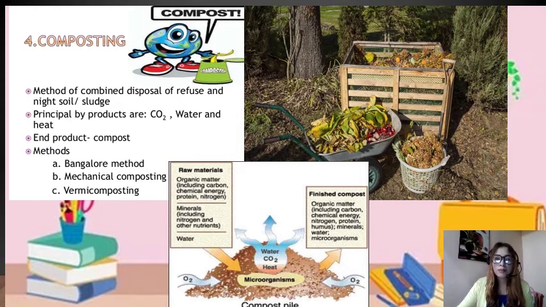One common method also of waste management is the composting method. So these are commonly applied in some households and some agriculture areas. So people are wise enough to convert their garbage to fertilizers. So composting is a method of combined disposal of refuse and night soil sludge.